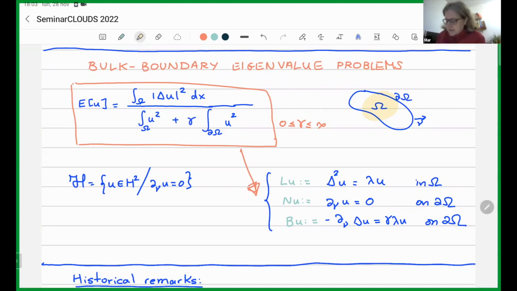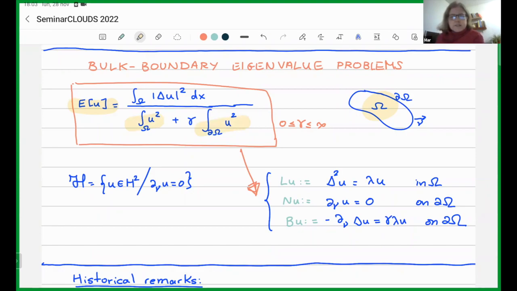And let me consider the following energy functional. I integrate the bi-Laplacian energy in the bulk, so this is the integral of (Laplacian u) squared, and then I divide by both the L2 norm of u in the domain plus a parameter gamma times the L2 norm of u on the boundary. So you see that there is a coupling between the bulk, the inside, and the boundary.